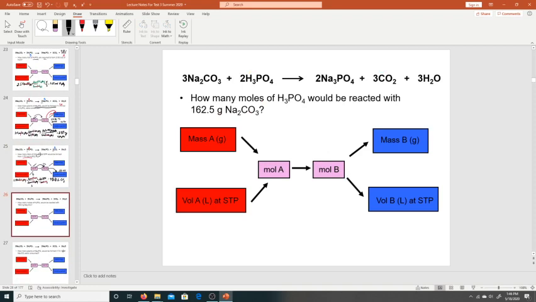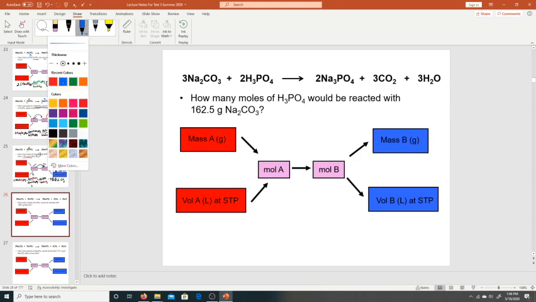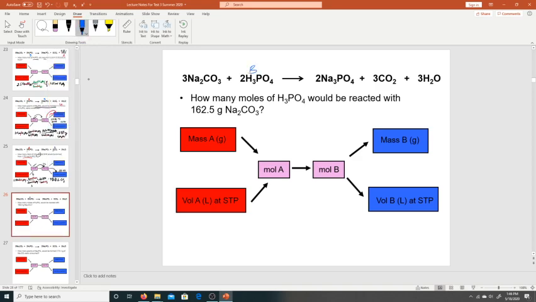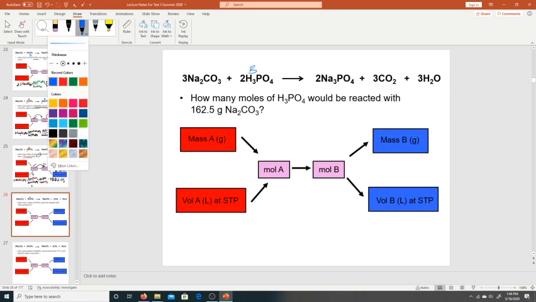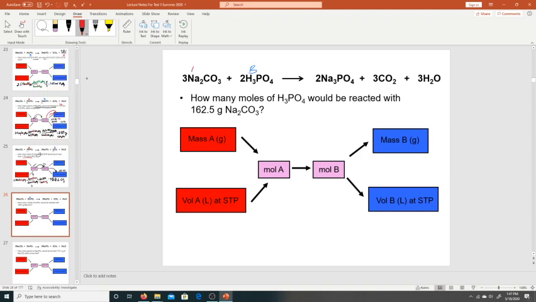How many moles of phosphoric acid would be reacted? Alright, so now that's going to be our B. That's our question. So phosphoric acid is B. With 162.5 grams of sodium carbonate. That's your A. So again, your question is always your B. The reactant or molecule involved in the problem which has the numbers with it, that's going to be your A.